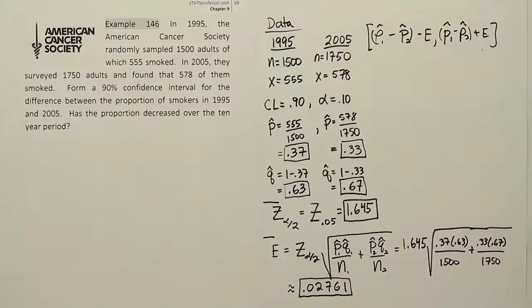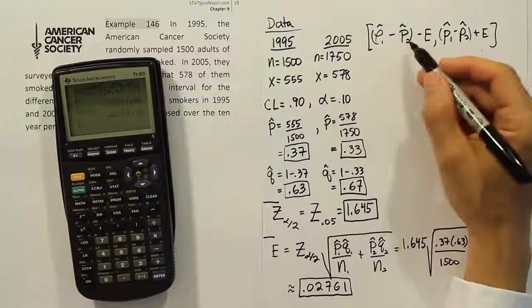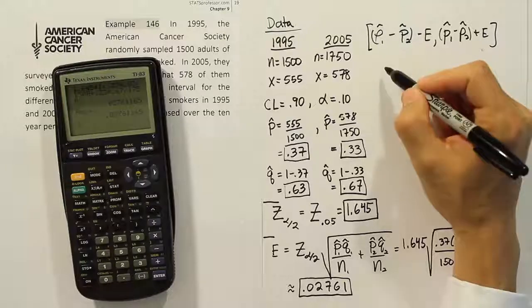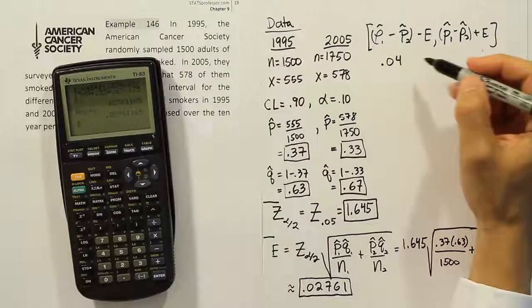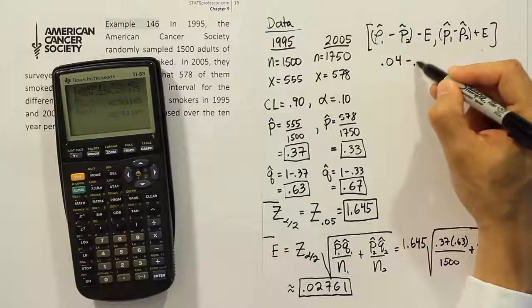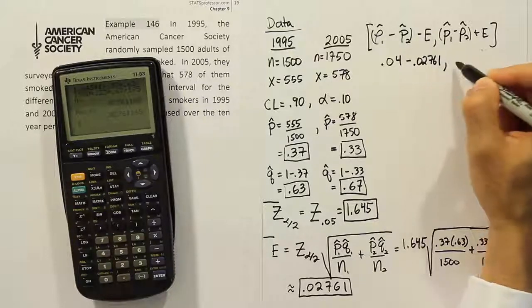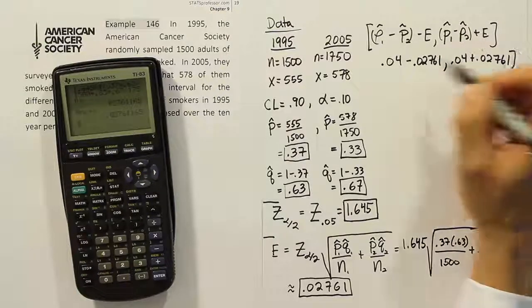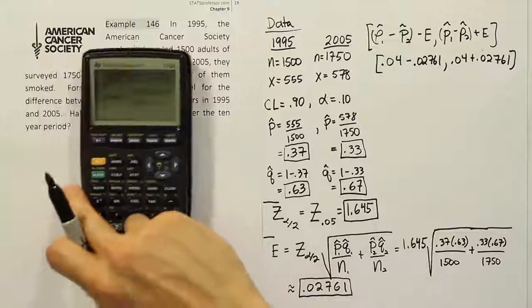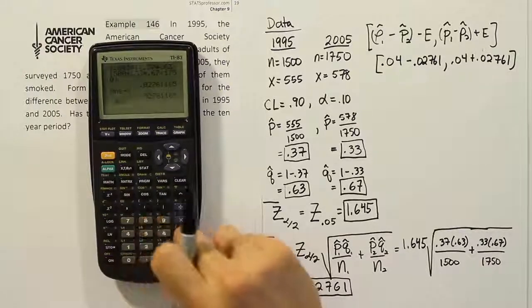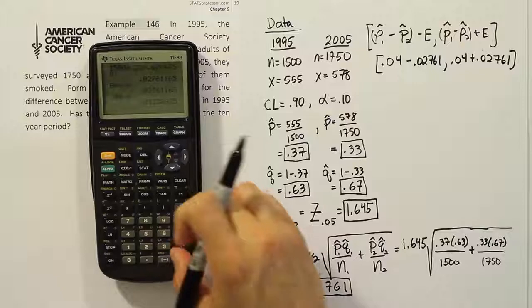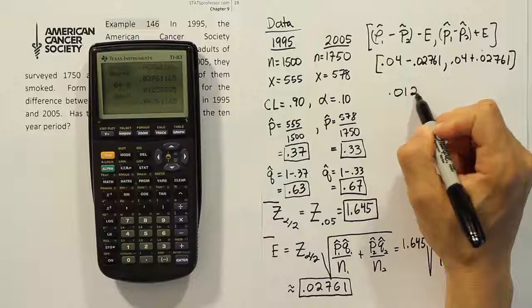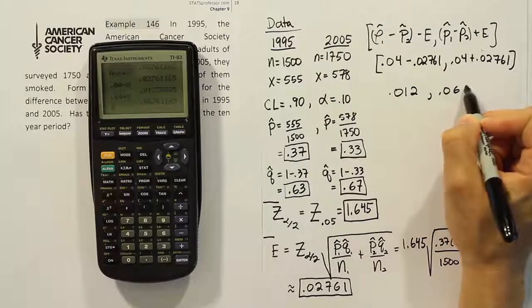So let's go ahead and do that in our calculators then. The difference here we can do quickly, and then we'll just put the error in afterwards. 0.37 minus 0.33 is 0.04. Minus the error, which we said was about 0.02761, and then 0.04 plus 0.02761. So 0.04 minus our error, and then the same thing, but plus the error this time. When you're done, you get 0.012 up to 0.068.